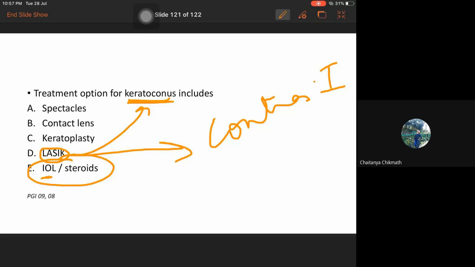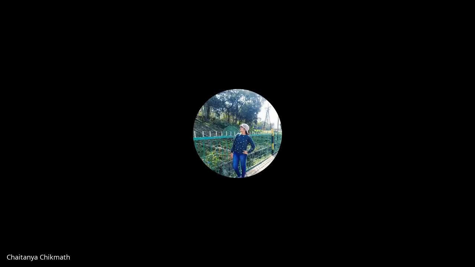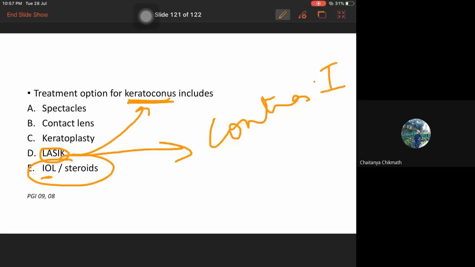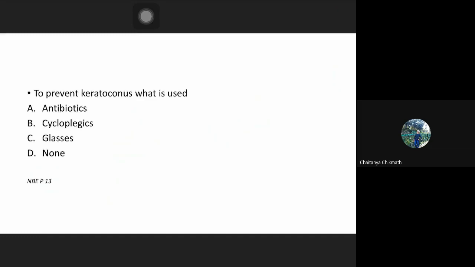Whenever there is vernal keratoconjunctivitis, when you give steroids, that will reduce the frequency of rubbing the eyes, but not in the case of keratoconus. It's not going to reverse the pathology. And intraocular lenses don't have any role in the case of keratoconus. So this is also ruled out. So D and E are ruled out. The only options, spectacles, contact lens, and keratoplasty, are the treatment options in the case of keratoconus. Okay. With this, we conclude our talk. I think one more. Sorry, one more question. This is the last question.